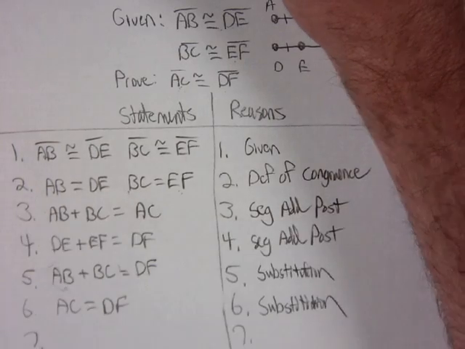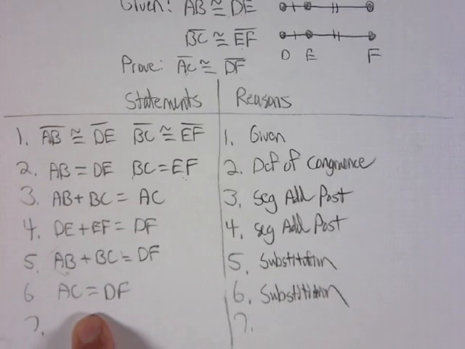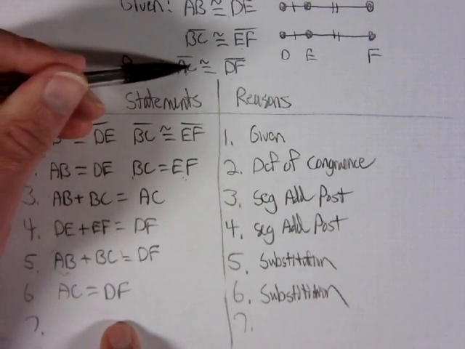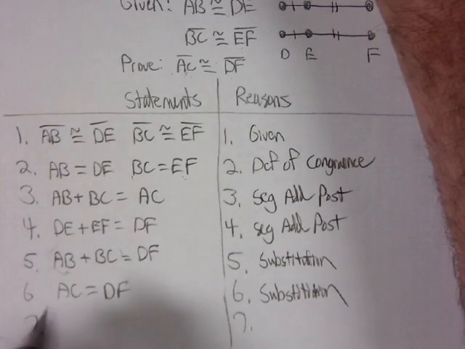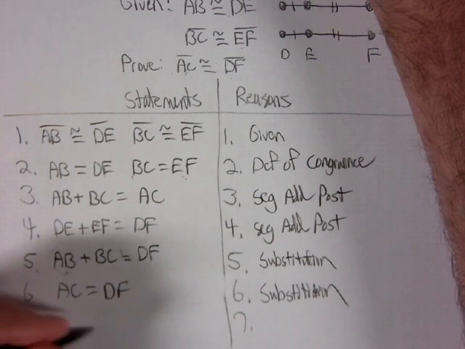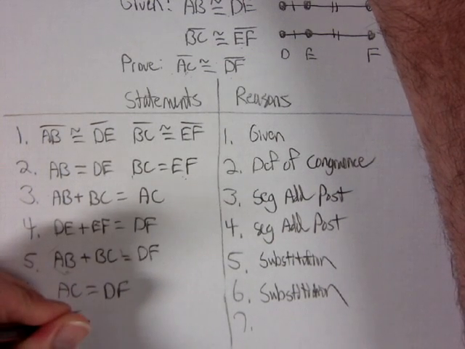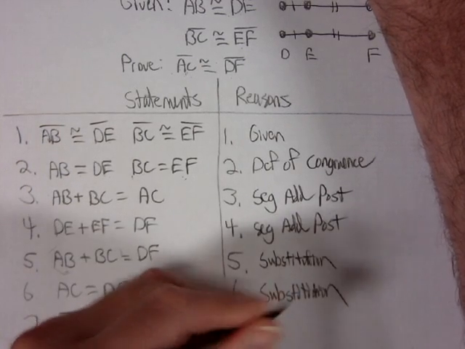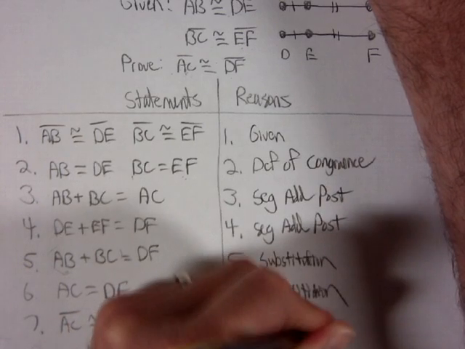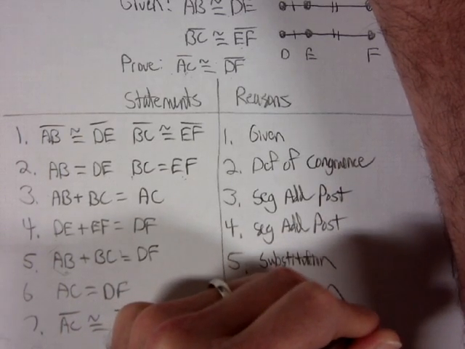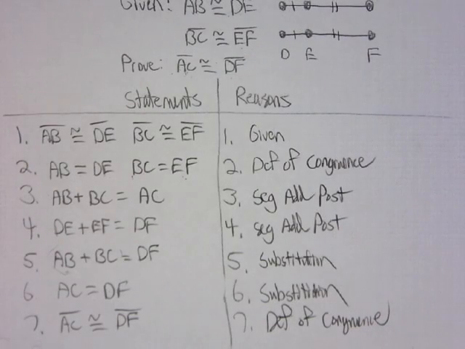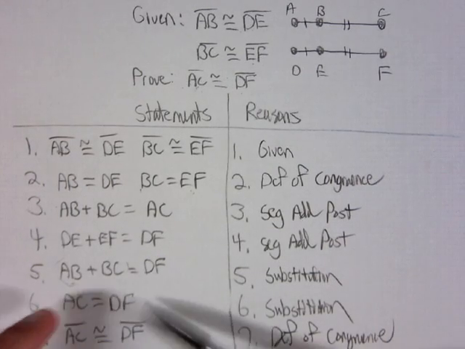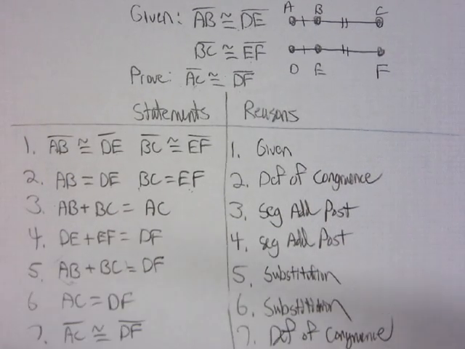Okay. Now, we're not quite to what they asked me to prove, because this says that AC is equal to DF, but I was asked to prove that segment AC is congruent to segment DF, so we have to switch it back at the end from equal back to congruence. So I'm going to switch it to segment AC is congruent to segment DF. Okay? And again, that's by definition of congruence. And so now we have gotten back to what they asked me to prove. So anytime you go back and forth from equal to congruent or vice versa, you're using the definition of congruence.